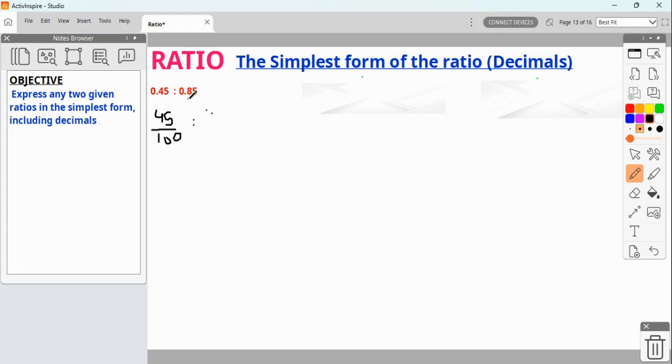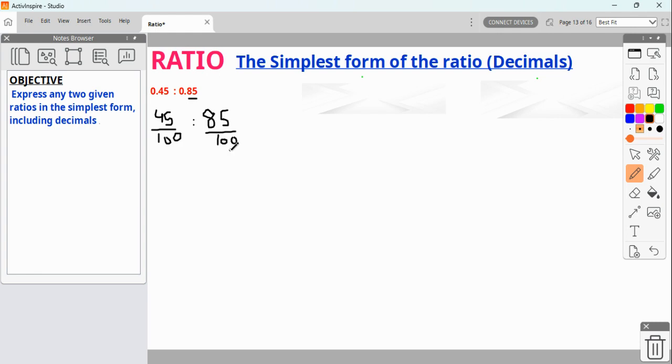0.85. Once again we can see after the decimal point there are two digits, 8 and 5, so it will also be divided by 100. So 0.85 can be written as 85 by 100, or 85 divided by 100. Now these decimal ratios have been converted into fractions: 45 by 100 ratio 85 by 100.